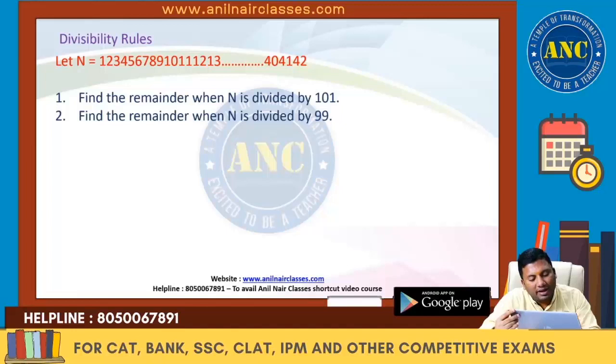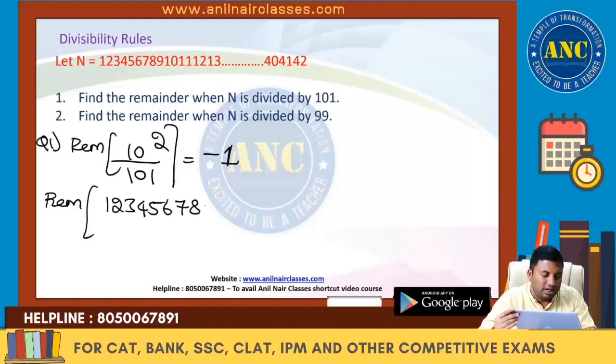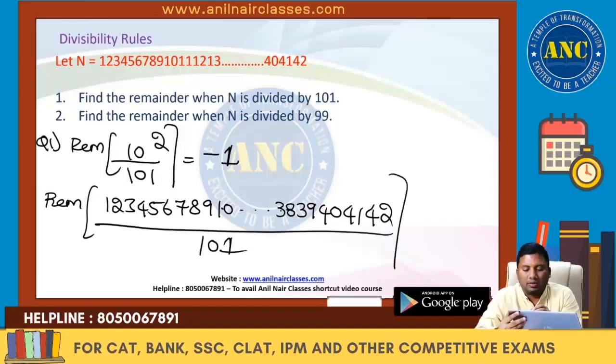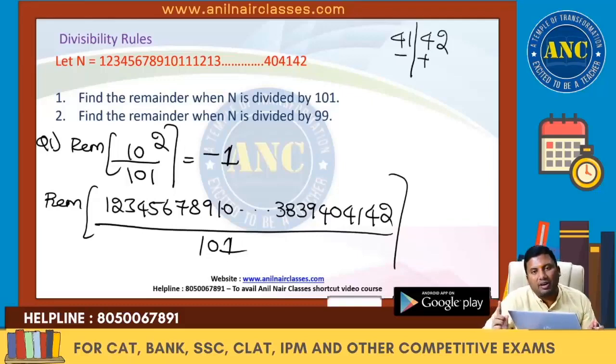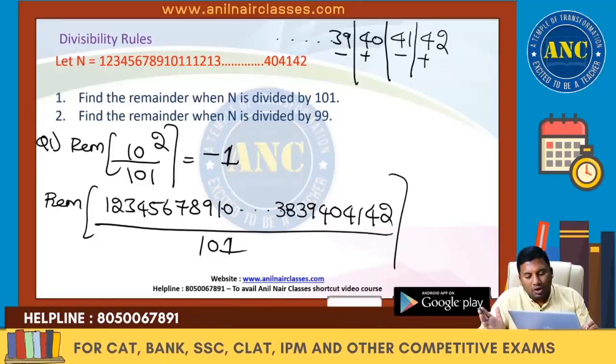What is the remainder when the number 123456789101112...42 is divided by 101? Same concept: remainder when 10 square is divided by 101, 100 divided by 101 is minus 1. So the number is nothing but 1, 2, 3, 4, 5, 6, 7, 8, 9, 10 and so on up to 38, 39, 40, 41, 42, divided by 101. Take a group of two digits, alternately add and subtract. 42 minus 41 is 1. Again 40, 39.